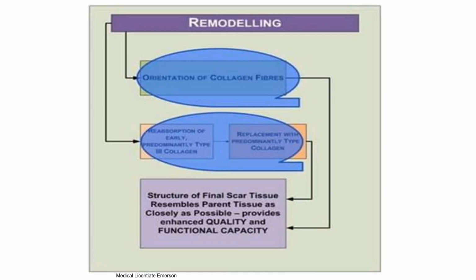Okay, so this is remodeling we're talking about, where there is orientation of collagen fibers. Orientation of collagen fibers may lead to a structure of the final tissue which resembles the parent tissue as closely as possible, and provides enhanced quality and functional capacity. Apart from orientation of collagen fibers, there is also the absorption of early predominant type 3 collagen. So of course type 3 is converted to type 1, which leads to replacement with the predominant type of collagen.